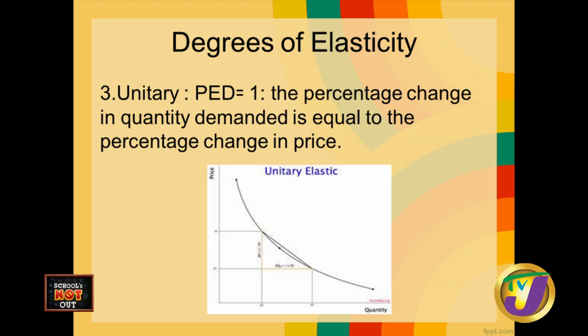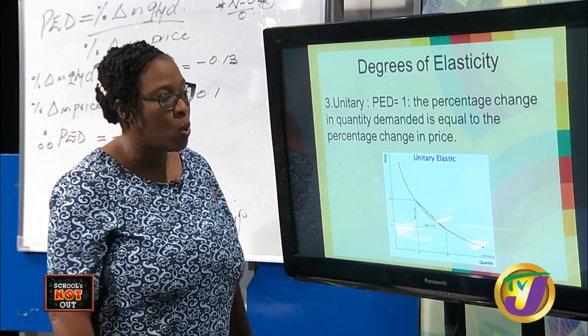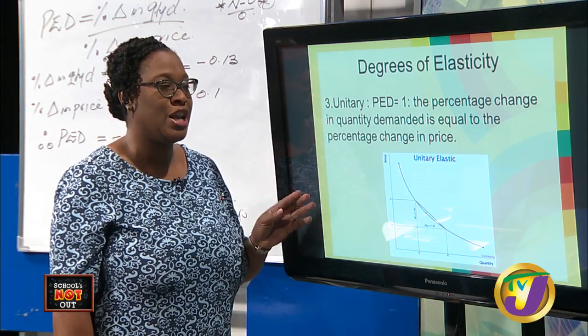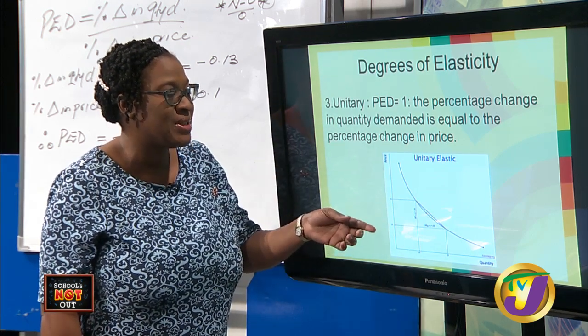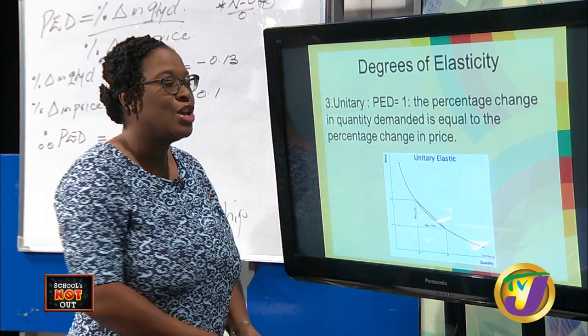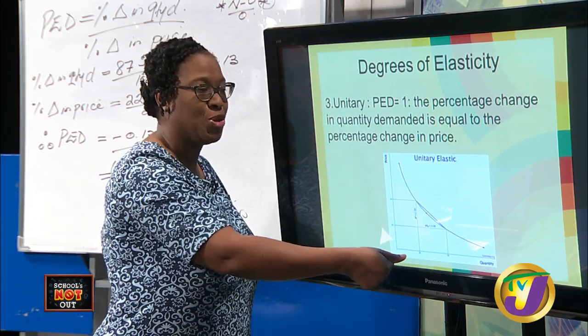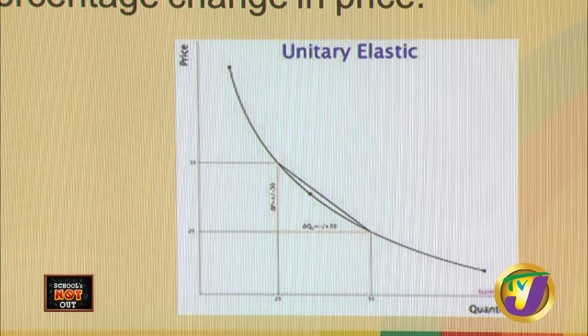Let's go on and look at the other one, unitary elastic. This is when the price elasticity of demand is equal to one. So what you'll find here is that the percentage change in quantity demanded is equal to the percentage change in price. So it is the same. If there is a 10% increase in price, you'll find a 10% decrease in quantity demanded.